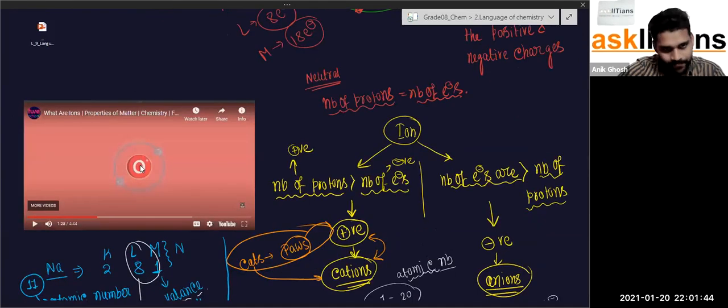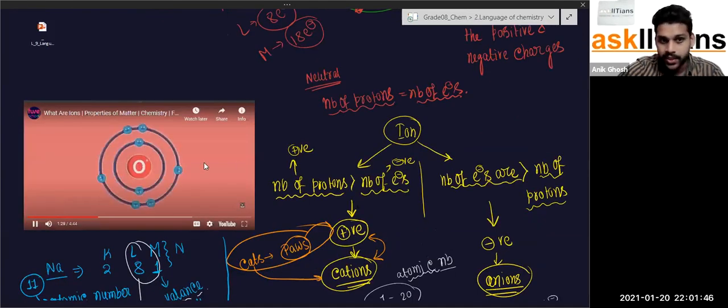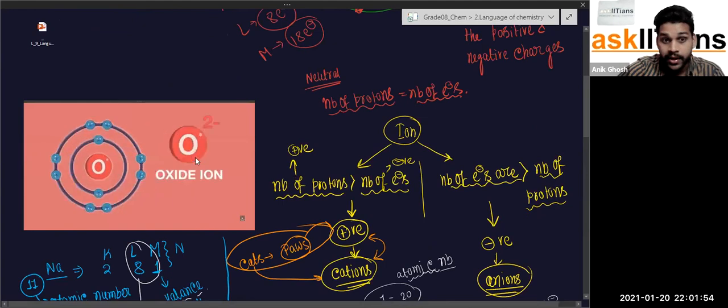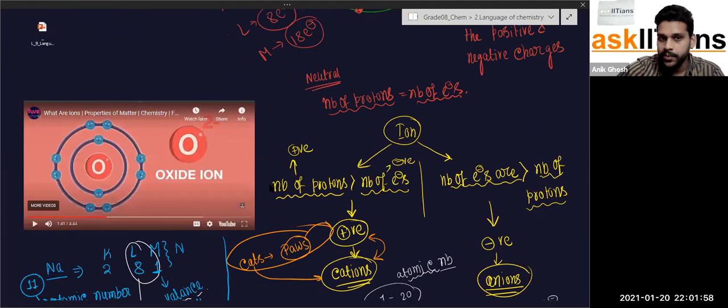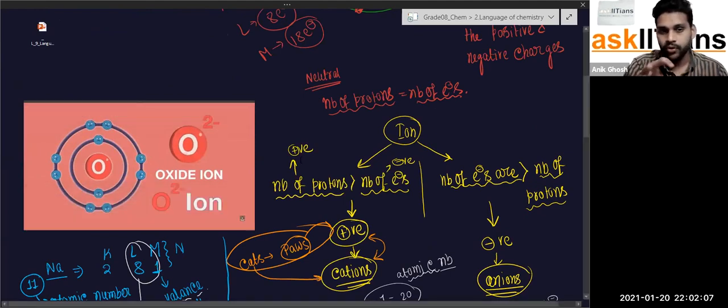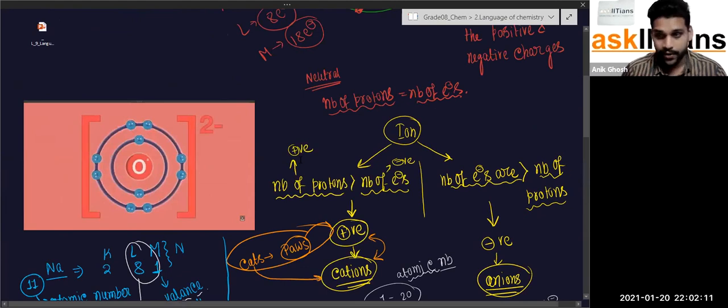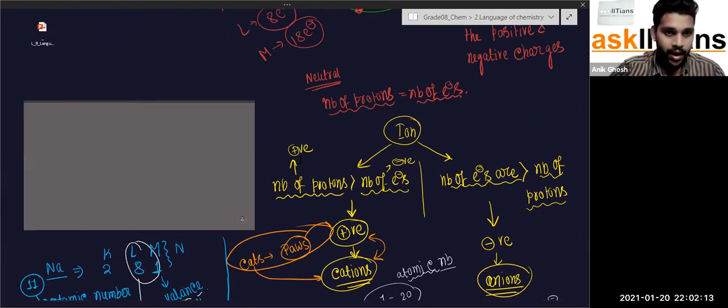Let's see. 2 and 6. You can see the diagram, 2 and 6. Now there are 6 electrons in the valence shell, and if it takes up 2 electrons, I told you, right, this is going to be 2 minus, and you can see a 2 minus charge is getting formed. So this is also an ion. This is how you are going to write the symbol, and this is how you're going to write the electronic configuration. Got it?